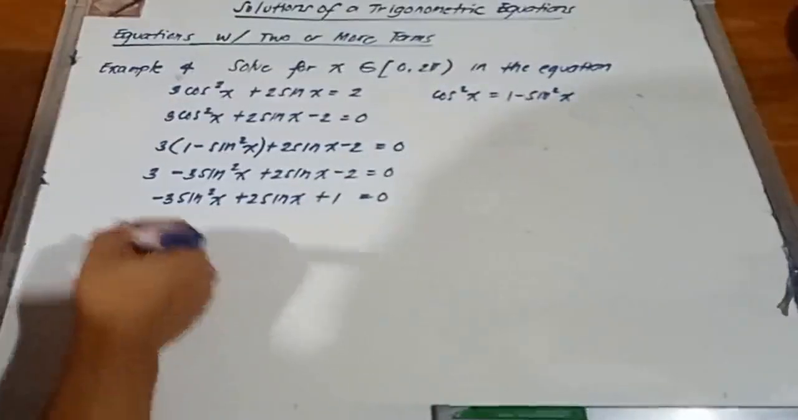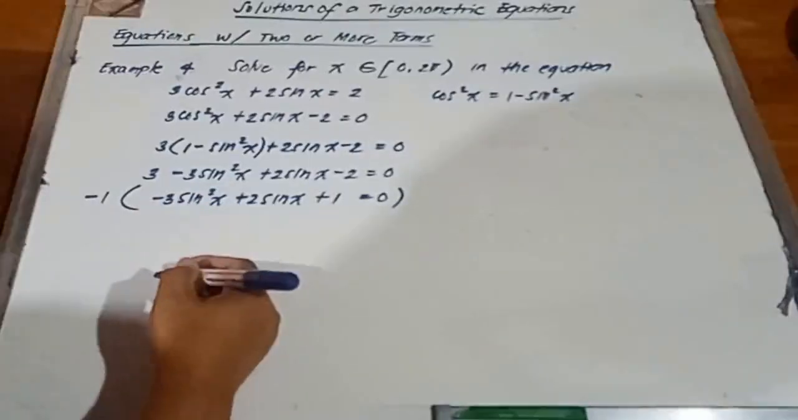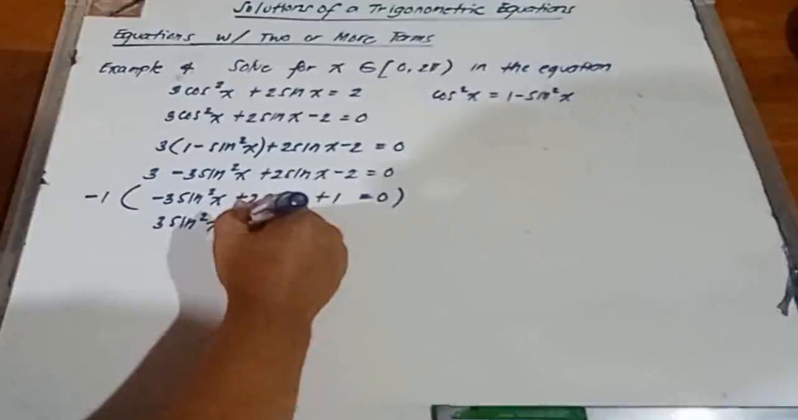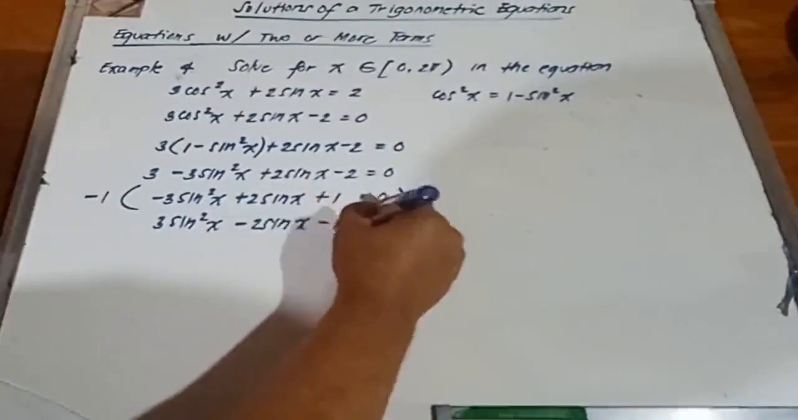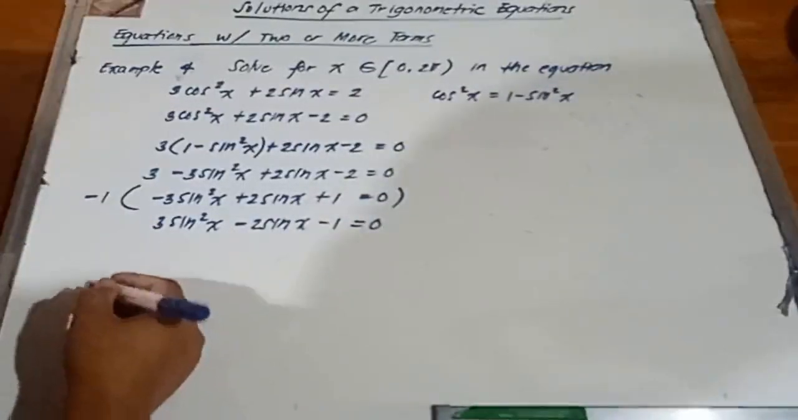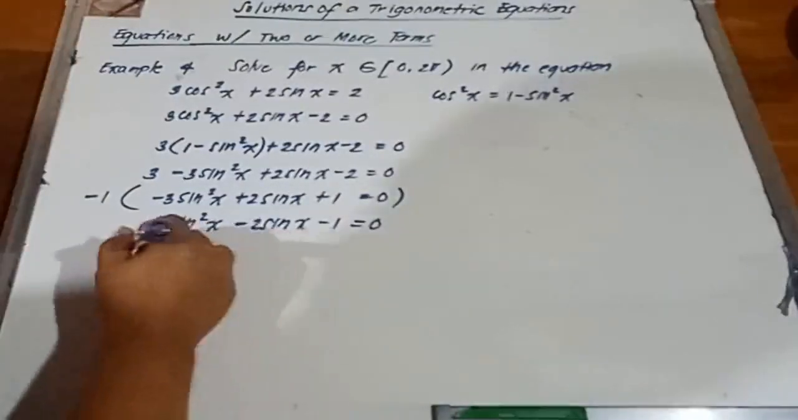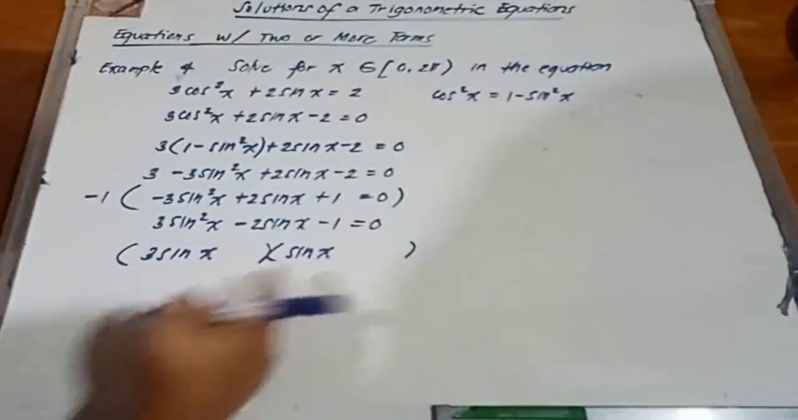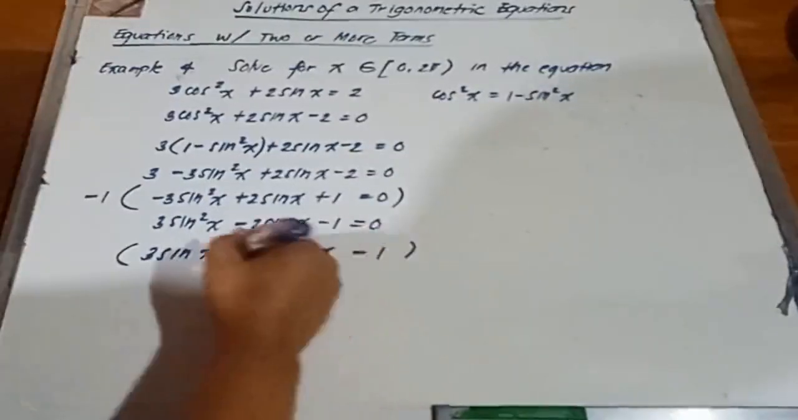And then I'm going to multiply both sides by negative 1 para maging positive yung ating mga sine functions. We have 3 sine squared x, negative 2 sine x, minus 1 equal to 0, para maging positive yung sine squared x. Now, by factoring, factor natin ang product of two binomials, 3 sine x and sine x. And then the last term can be factored by 1 and negative 1. So, dito natin ilagay si negative 1, dito si plus 1.